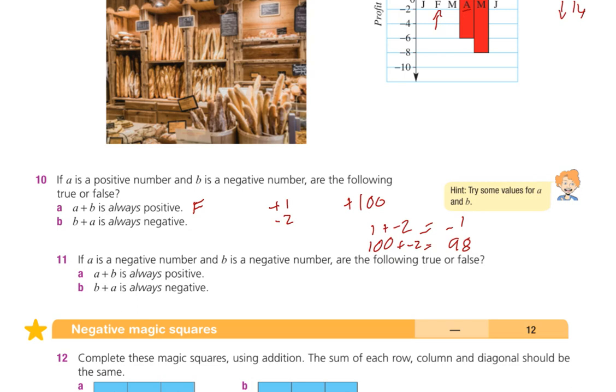Now it says B plus A is always negative. Now B plus A is going to be the exact same thing. If I had minus 2 plus 1, I would get this. And if I had minus 2 plus 100, I'd get this. So sometimes it's going to be negative, sometimes it's going to be positive. It just depends what numbers you've got. What's of larger magnitude? This number is more in the minus direction than the positive, but that number is not as far in the magnitude of the minus direction as this much bigger positive number. So it just depends what numbers you're going to use.